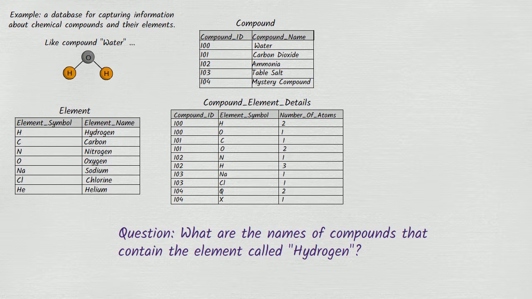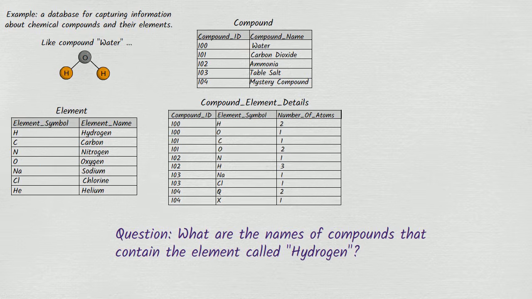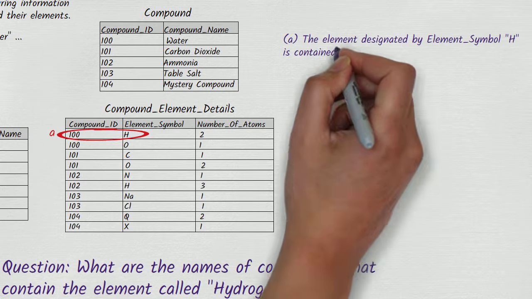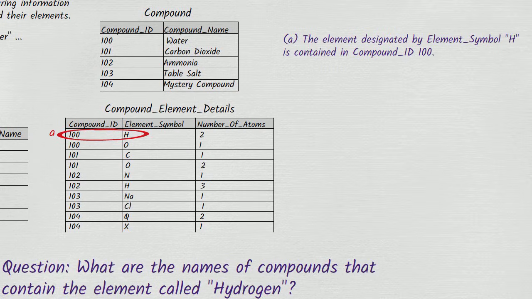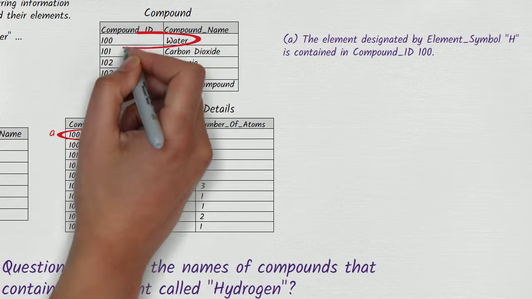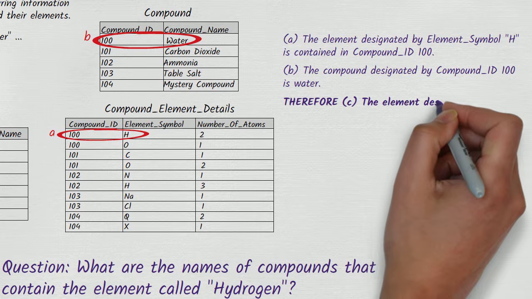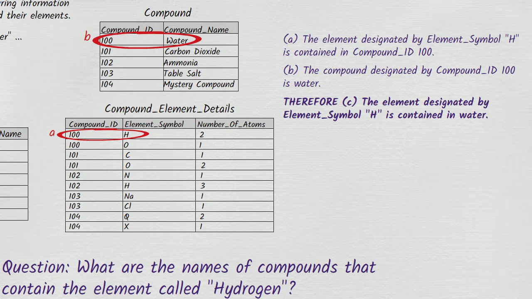Let's see how this works. The compound element details table tells us that the element designated by element symbol H is contained in compound ID 100. The compound table tells us that compound ID 100 is water. From these 2 pieces of information, we can deduce that the element designated by element symbol H is contained in water.